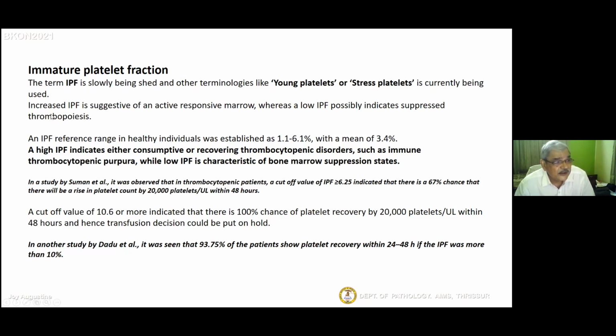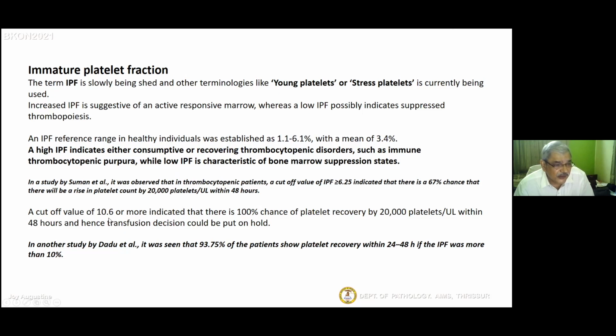The increased IPF is suggestive of a responsive marrow. This is very important. A high IPF indicates consumptive or recurring thrombocytopenic disorders, such as immune thrombocytopenic purpura. That's a very important aspect which you have to remember, and also in other conditions like dengue.